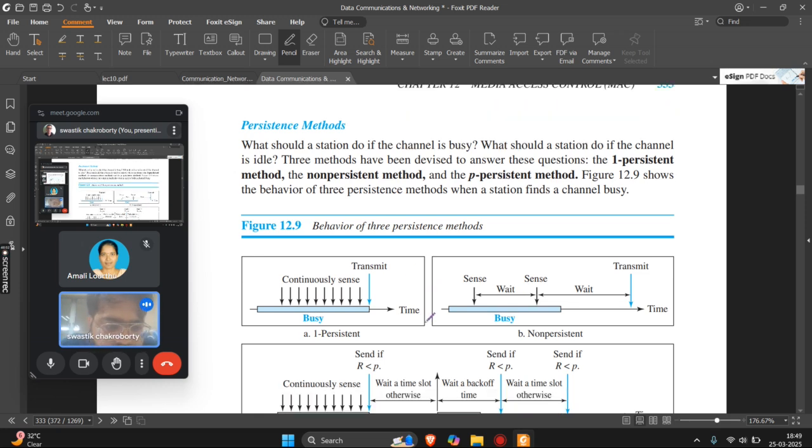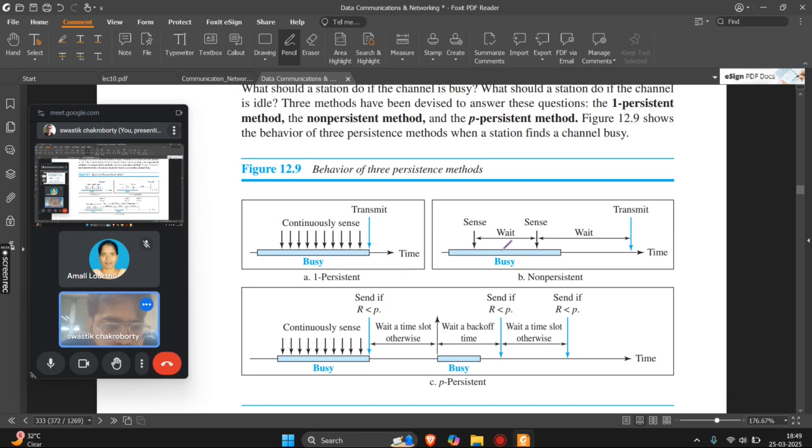Next is non-persistent. In non-persistent, you will sense, you will wait. You will sense, you will wait. So there is a waiting time and there is sensing after each waiting time. You are not adapting this waiting time. You are just waiting for some time, and if not busy, transmitting. So this is again a very constant, very inflexible method. You can say this is 0 persistent and the earlier one is 1 persistent.